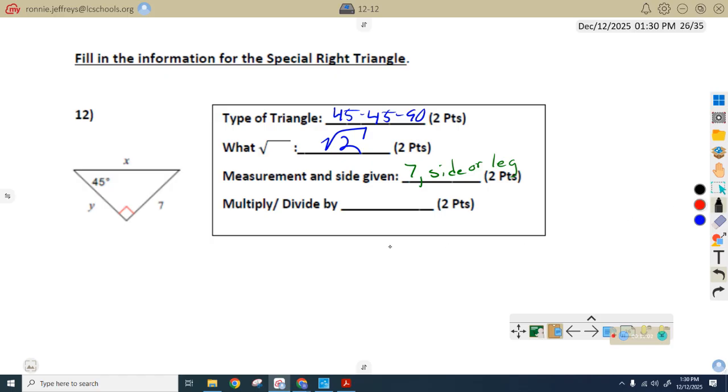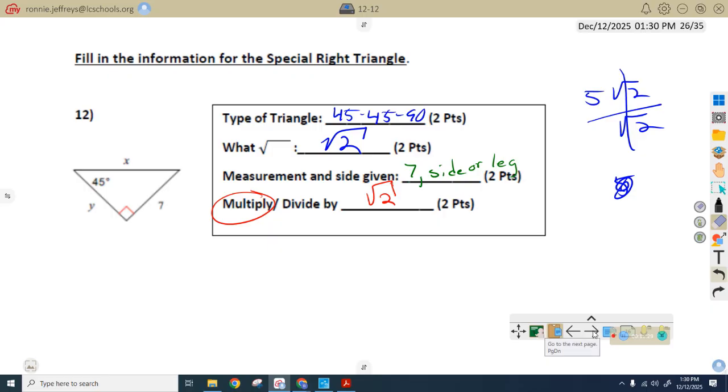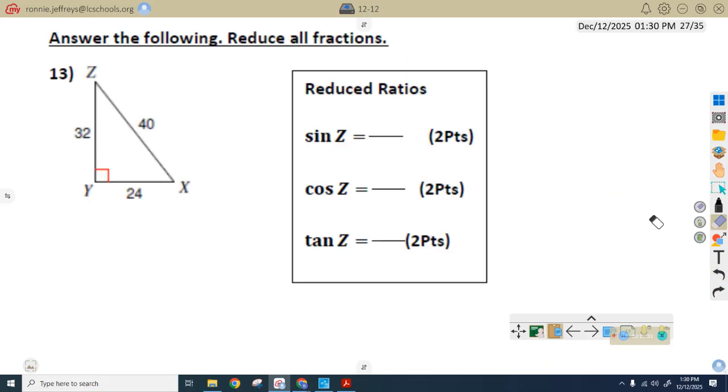And we're going to multiply by root 2. And by the way, if we had 5 root 2 and we divided by root 2, you just have 5. We're going to go over one of those from the test here soon, because I've been venting. All right, reduced ratios.